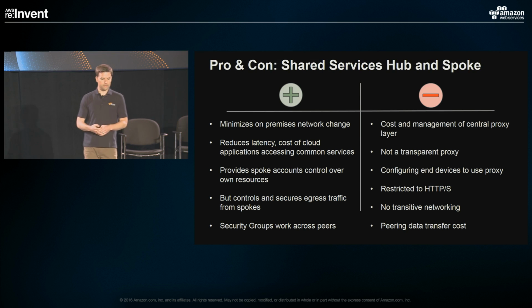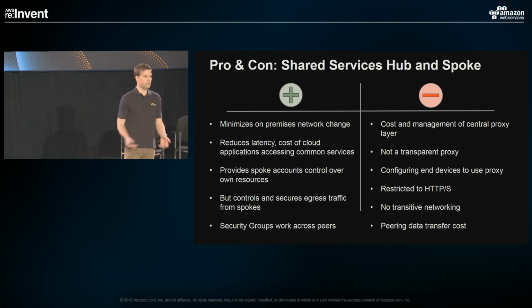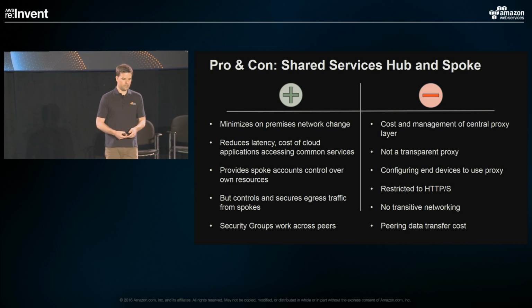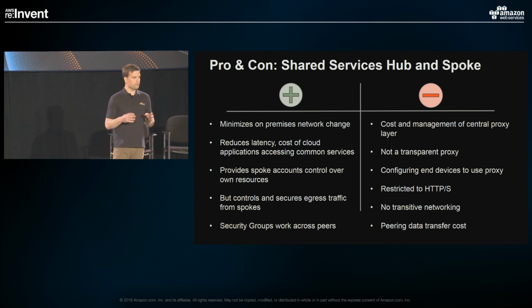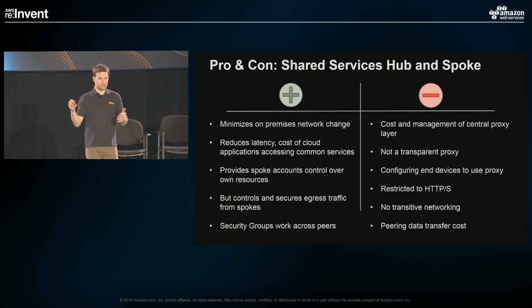So, a quick pro-con on this one. We're minimizing on-premises network changes by consolidating down to a fixed number of pipes up into the region. We've reduced latency and the cost of cloud applications because we've moved those shared services up. They're no longer having to come down to your corporate network to access them. We've provided spoke accounts control over their own resources, but we have centralized control of everything that's coming out of them with the proxy. And the security groups are working across all the peers so that we're securing the traffic.